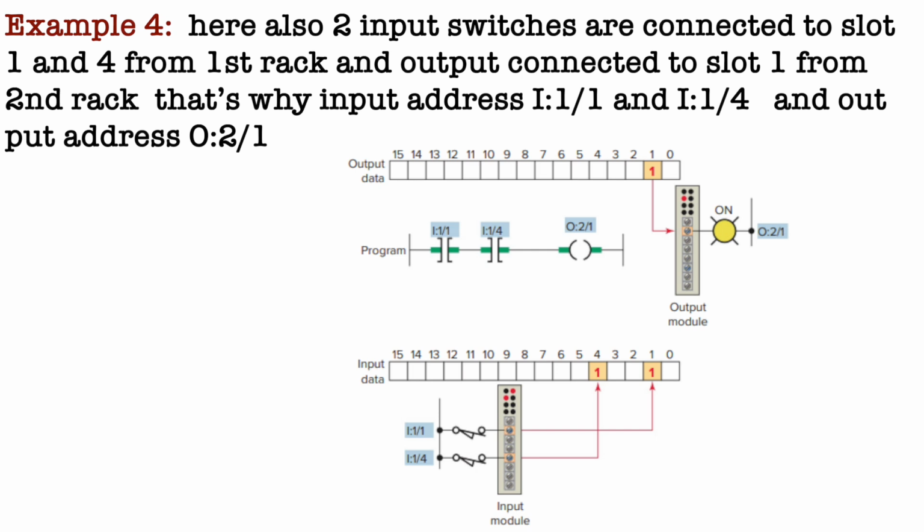Here you can also see the output, it is connected to the first bit, slot 1 of the second rack. So what will be the addressing of the output? It will be O:2/1, since it is connected to the second rack but from the first slot. Okay, I think it's all clear to you how we can do the addressing.